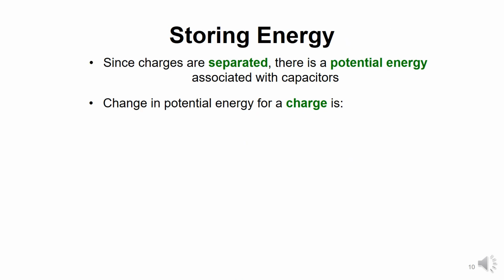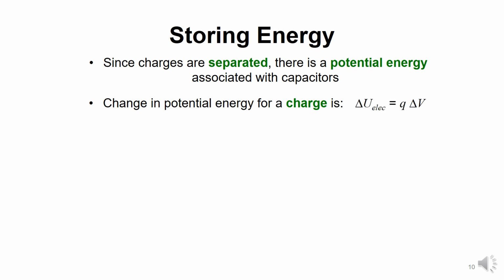Now going back to storing energy, charges are separated in a capacitor, and there's a potential difference. So altogether, it leads to a potential energy stored inside the capacitor. In other words, we have electrical potential energy stored by the capacitors when the plates are charged oppositely. So let's look at the equation on the slide.